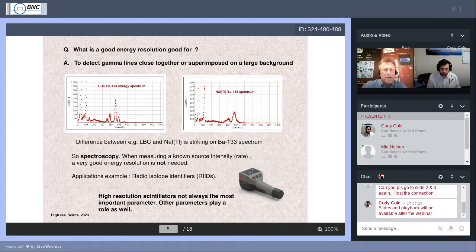But we should realize that resolution is not always the most important parameter. Other parameters play a very important role as well in the quality of these instruments.